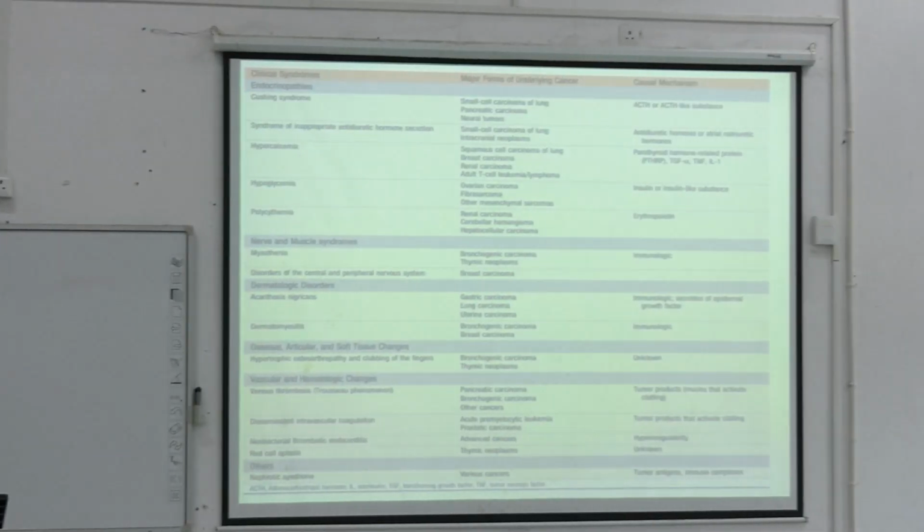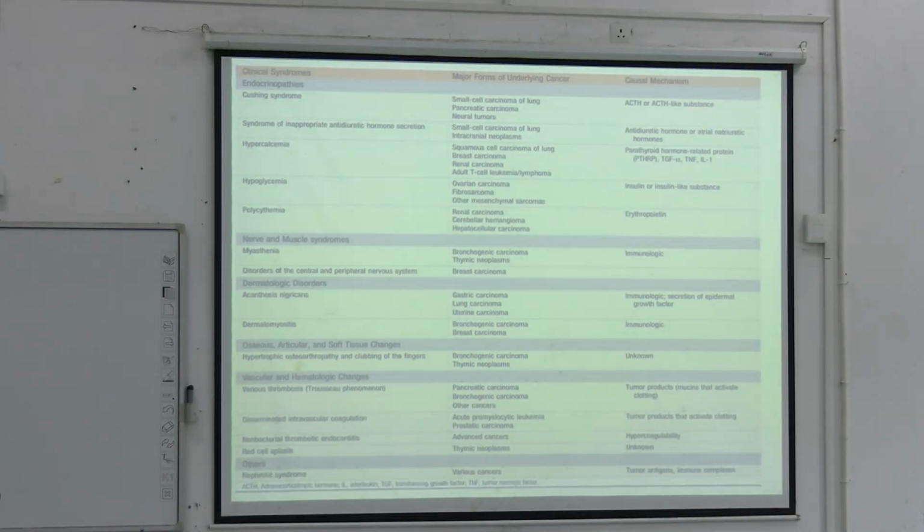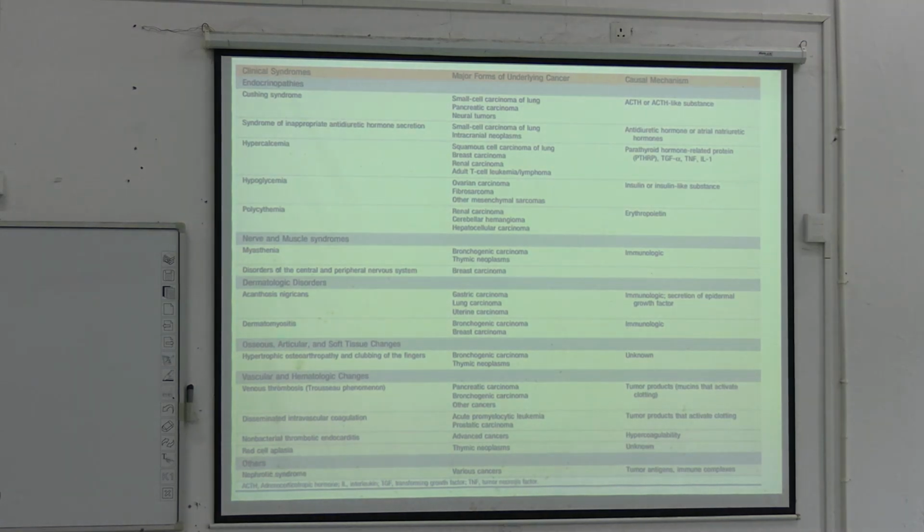Where do you get all this? Bronchogenic carcinoma means carcinoma of the lung. Thymic neoplasms. So these are the ones which can give rise to myasthenia gravis like syndrome. Okay, so this is about nerve and muscle.